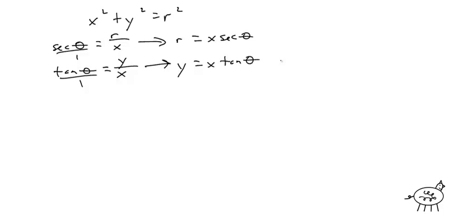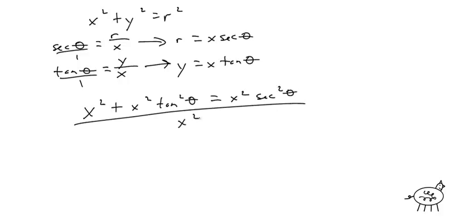So let's substitute those values in. I have nothing for x squared, so I'm going to write x squared plus y squared, which is x squared tangent squared of theta, is equal to r squared, which is x squared secant squared of theta. Okay, and divide everything by x squared, and I get 1 plus tangent squared of theta is equal to secant squared of theta.